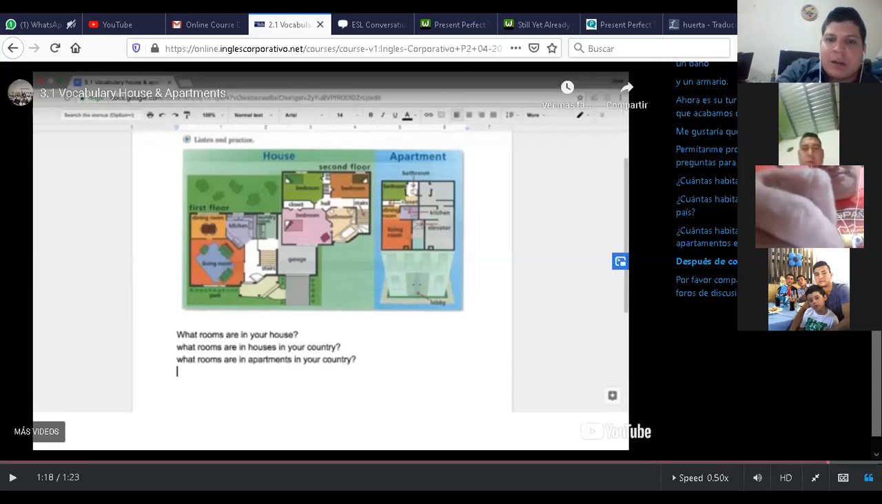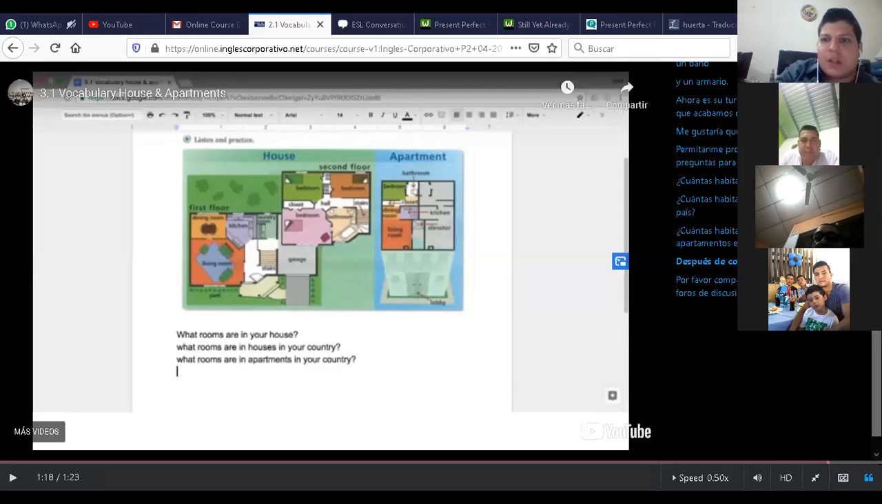Sala. Yard. Patio. Yard. Laundry. Podemos poner laundry room, es como el cuarto de lavado. Laundry room. Good.